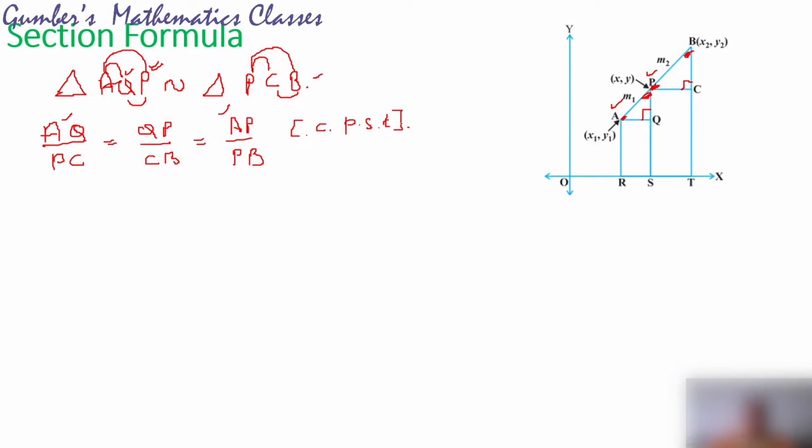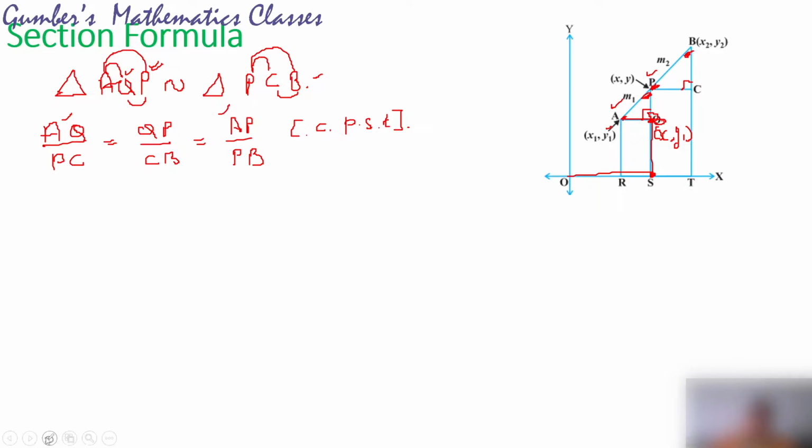The triangles are similar. Now from this, let's see with the help of the figure what AQ is. AQ is the distance between these two, and we can find this if we know the coordinates of point P and Q. What are the coordinates of point Q? Q is at the same height as A, therefore y1, and it is at the same distance from the y-axis as S, and therefore as P. So this is x, y1.